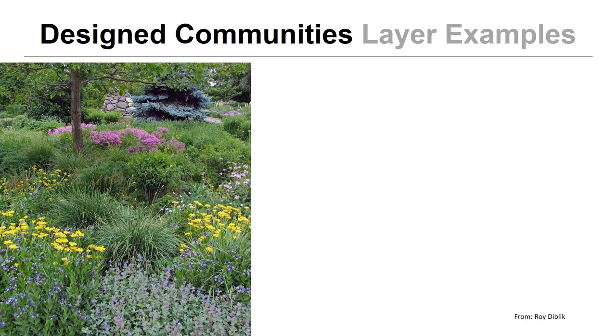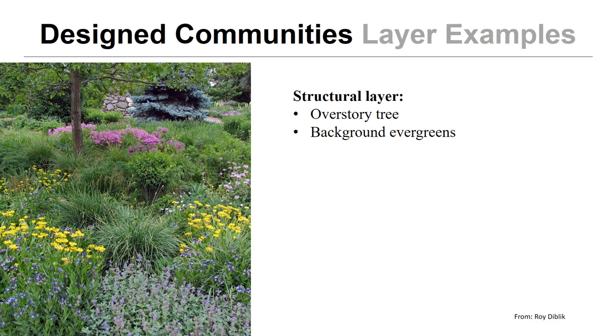Here we have another example. This is a design garden by Roy Diblick. In the structural layer, we have an overstory tree in the midground. We have some background evergreens and a stone wall that kind of add that structure to the garden. So these are the things that are going to be there over the winter when the herbaceous layer is maybe died back or not looking so great.